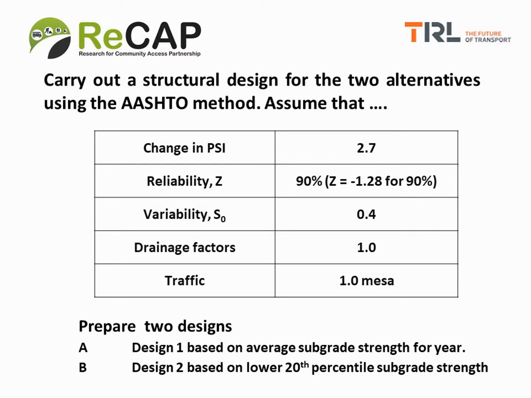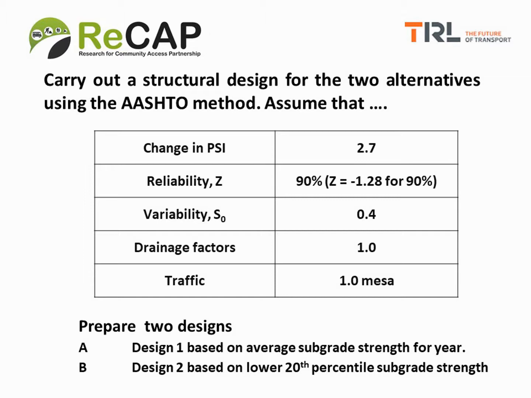This covers all the variability associated with road design, including variability in the traffic levels, which are obviously never certain. They can go up or down, higher or lower than our estimates, plus the variability in performance, which is also partly taken into account by the reliability factor. We also have to choose the drainage factors.